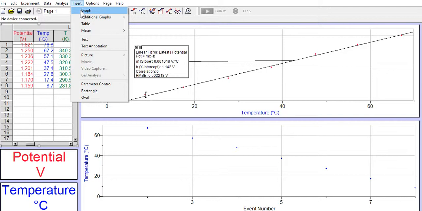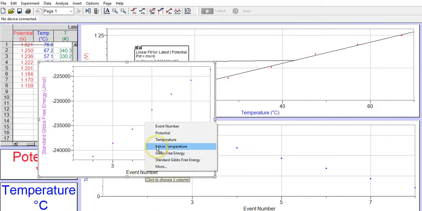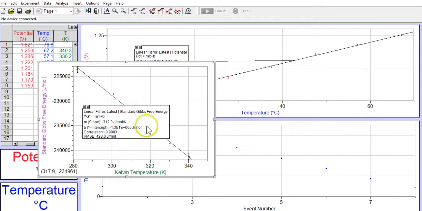and the linear equation. So go up to Insert, click Graph, and it's going to give you a graph of standard Gibbs free energy. Hopefully that'll be the last thing you calculated. And we don't want it against event number. We want it against the temperature. And you'll see that's not a great looking graph, so I'm going to go ahead and auto scale that. Use the big A up on the corner. And now I have an auto scaled graph. And I can use the linear fit tool to find a slope here.